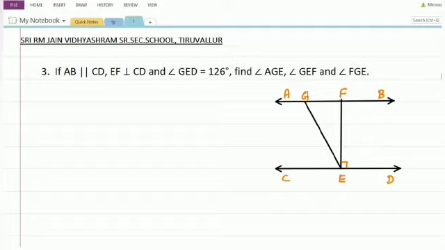If AB is parallel to CD, EF is perpendicular to CD. Perpendicular means 90 degree and angle GED is 126. So this full angle is 126 degree. Find angle. So first we have to find what is AGE. Let us find out first.